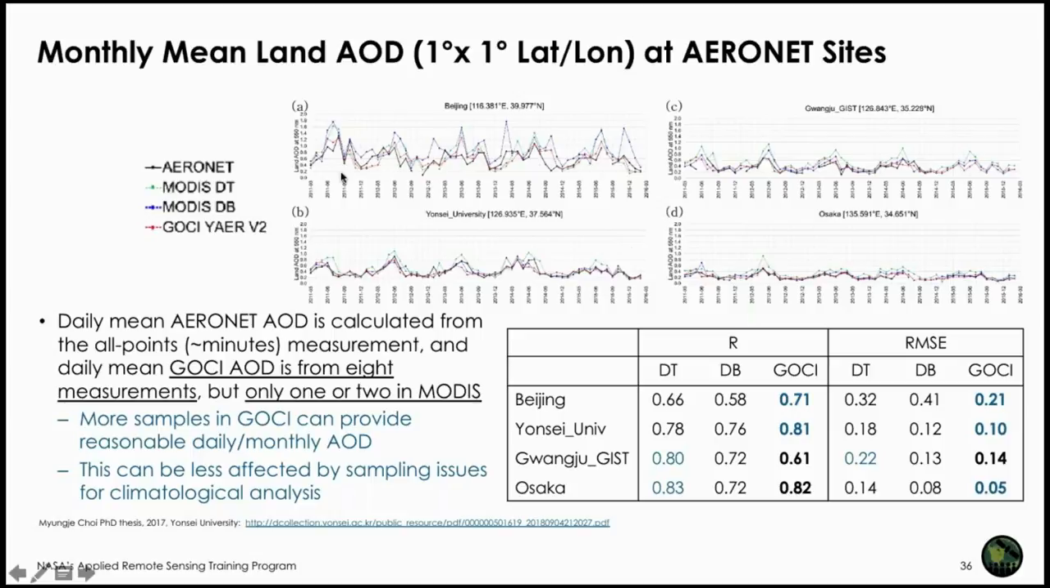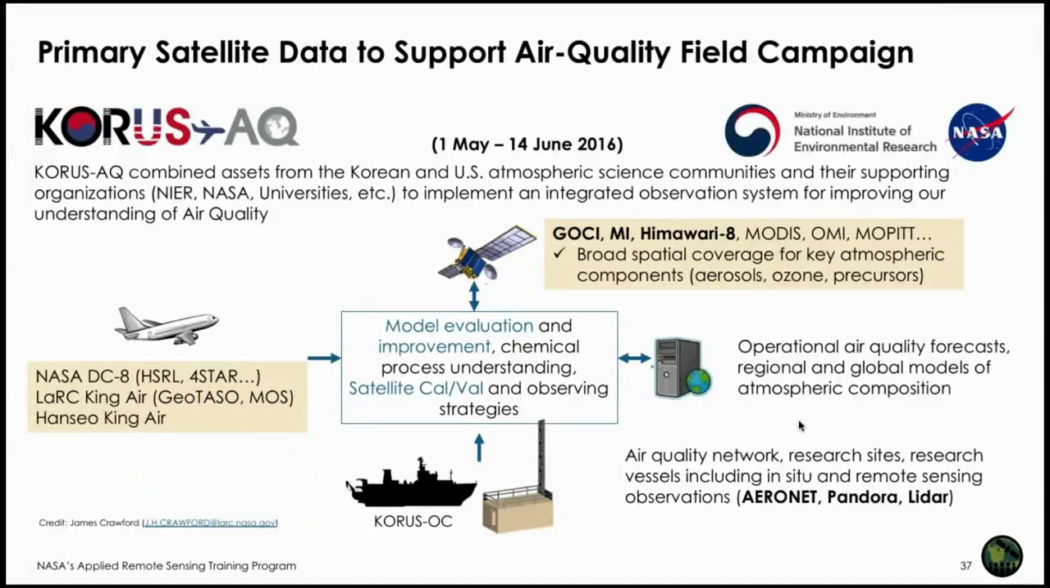This time series is a monthly AOD time series using AERONET, MODIS, and GOCI over Beijing, Yonsei University in Seoul, Osaka in Japan, and Gwangju in Korea. We can see the linear regression coefficient R and RMSE show very high accuracy for the daily and monthly AOD time series in GOCI compared to the Dark Target and Deep Blue MODIS products. Due to the multiple-times measurement advantage, this geostationary satellite is handy to use as a primary satellite data to support air quality field campaigns.